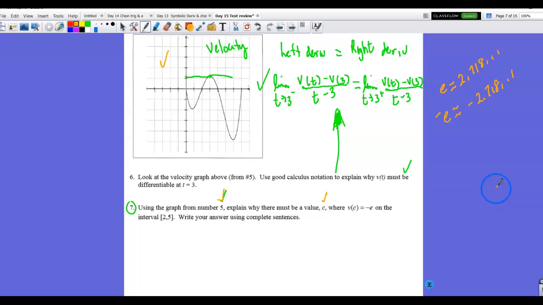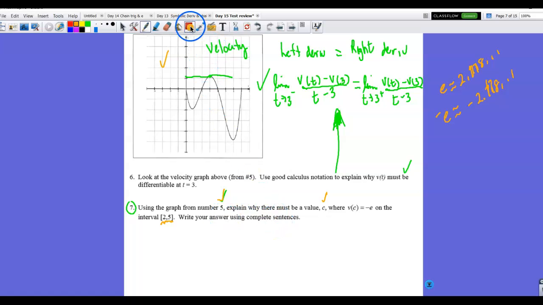Or is it 217? I think, yes, it's 217, not 271. Either way, anyway, it's less than 3. Okay, so it's 217. Sorry about that. On the interval from 2 to 5, so there's a closed interval, write your answer using complete sentences.